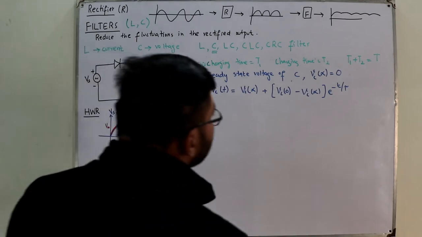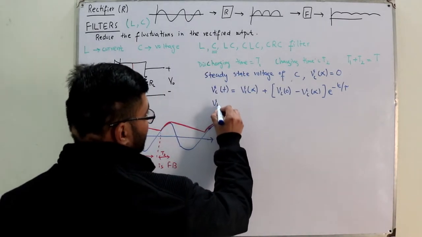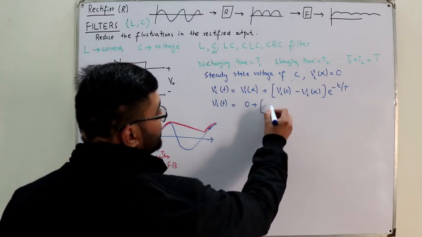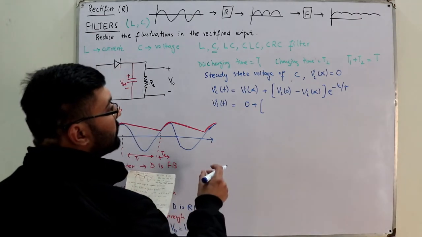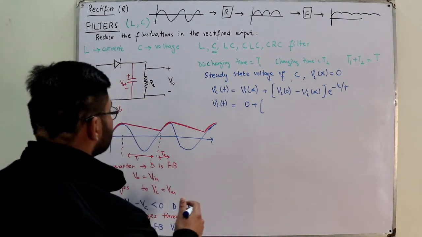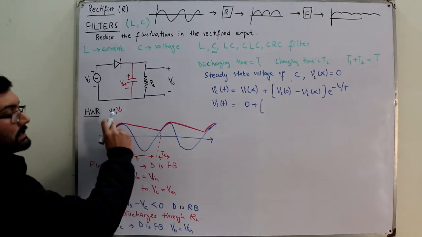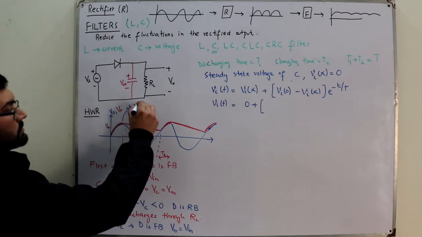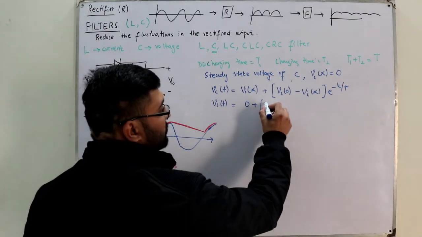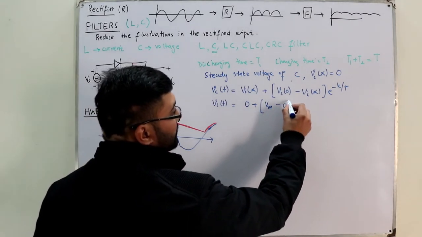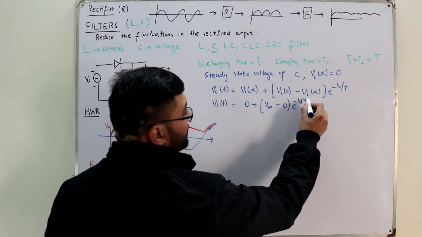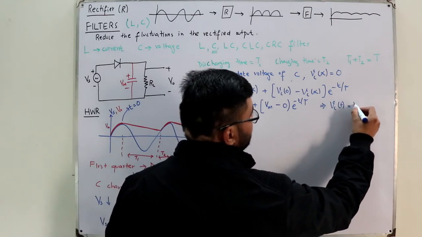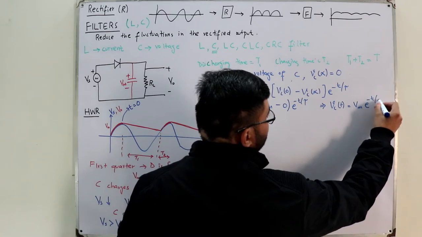Okay, so let us put the values over here. VC of t at any instant of time is V0 plus, VC of 0 would be VM. Let's say I am taking this at t equal to 0, neglecting this cycle and taking the steady state value. So we have VC of 0 would be VM minus 0, again exponential of negative t upon tau, which gives the instantaneous capacitor voltage: VM exponential of negative t upon tau.